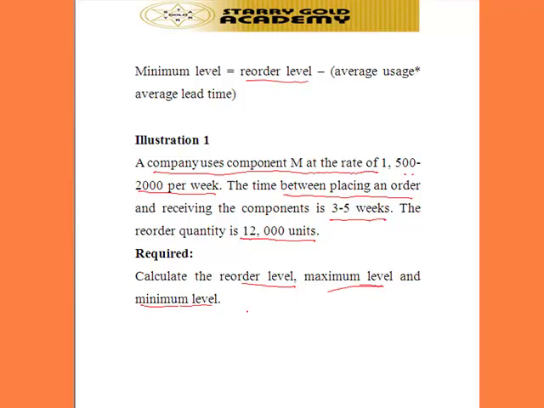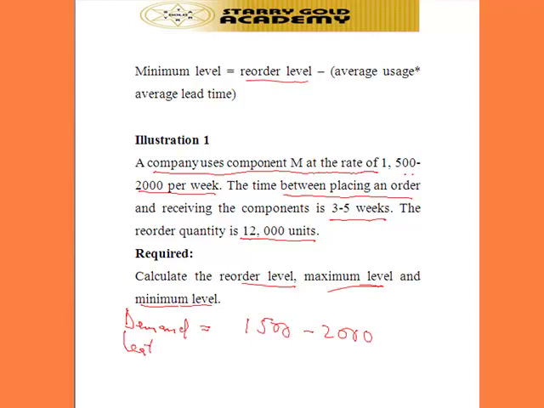Before we go ahead to calculate, the question says a company uses component M at the rate of 1,500 to 2,000 units per week. That means the minimum usage during that week is 1,500, maximum usage is 2,000. Then the average usage will be found by adding these two together and dividing by 2. You might be given it directly in the question, but if not, just add the two extremes together and divide by 2.